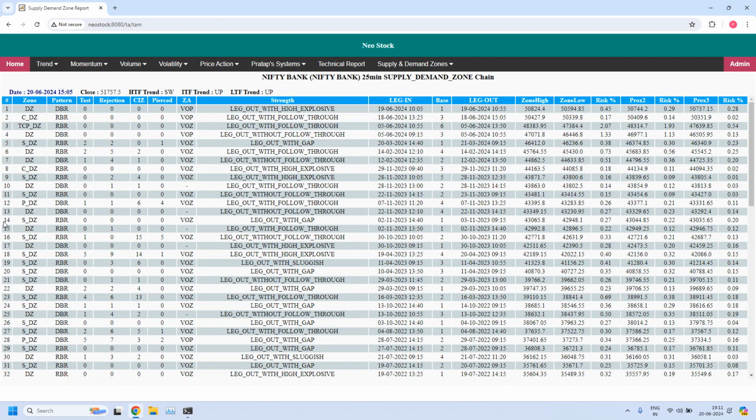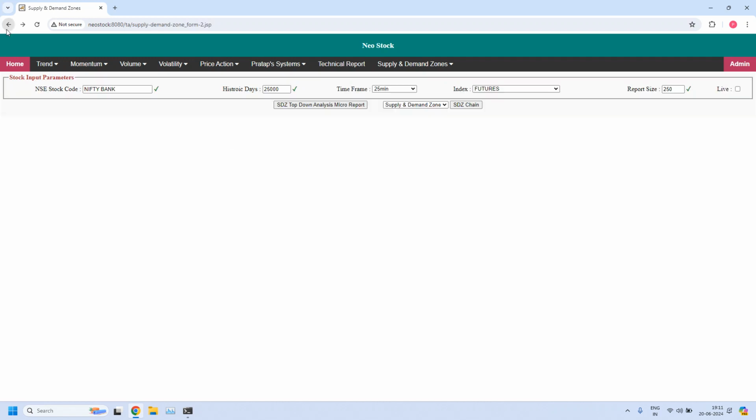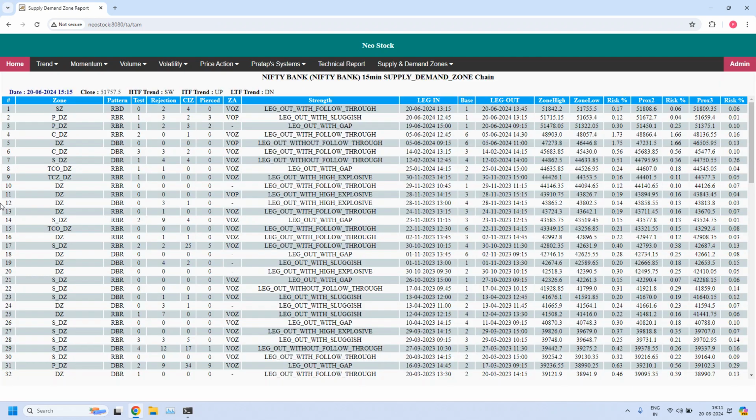No 25-minute zones are created today. Let me go back, changing the time frame to 15 minutes. I'm generating 15 minutes supply demand zone chain. So today a supply zone is created. Already 2 rejections from this zone.